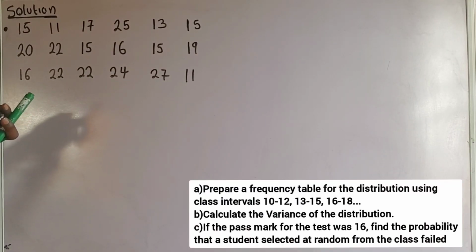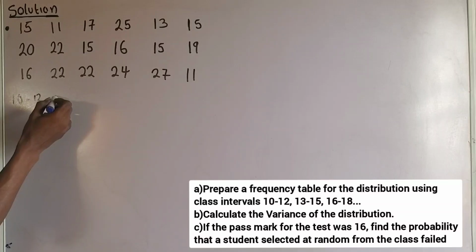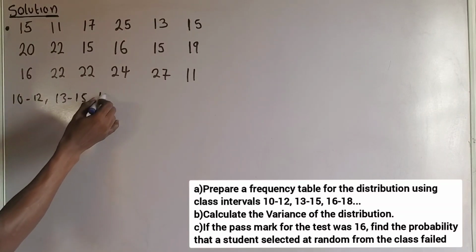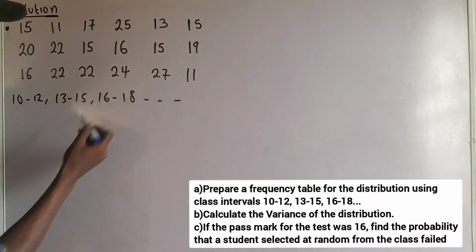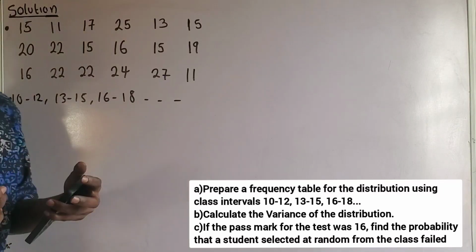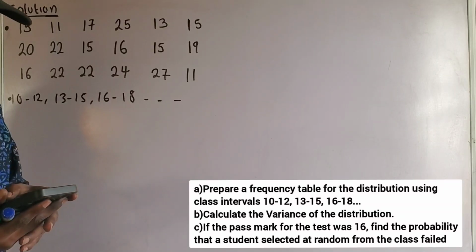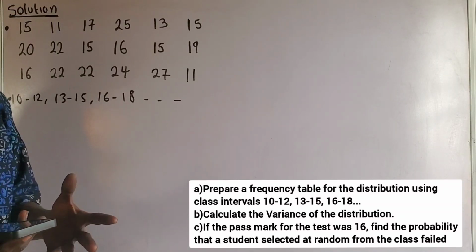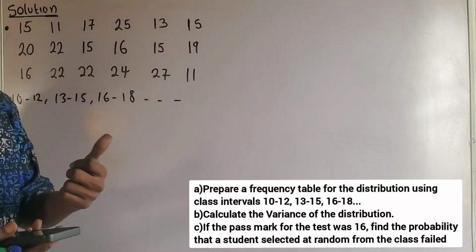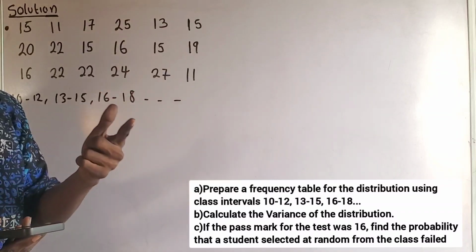We are asked to prepare a frequency distribution table using class intervals 10 to 12, 13 to 15, 16 to 18, and so on. Do you understand? They want us to use this class interval. Please pay attention. A frequency distribution table shows the relationship between all the samples that you have and their frequency. So on the table, what is expected is the class interval, the tally, and the frequency itself.